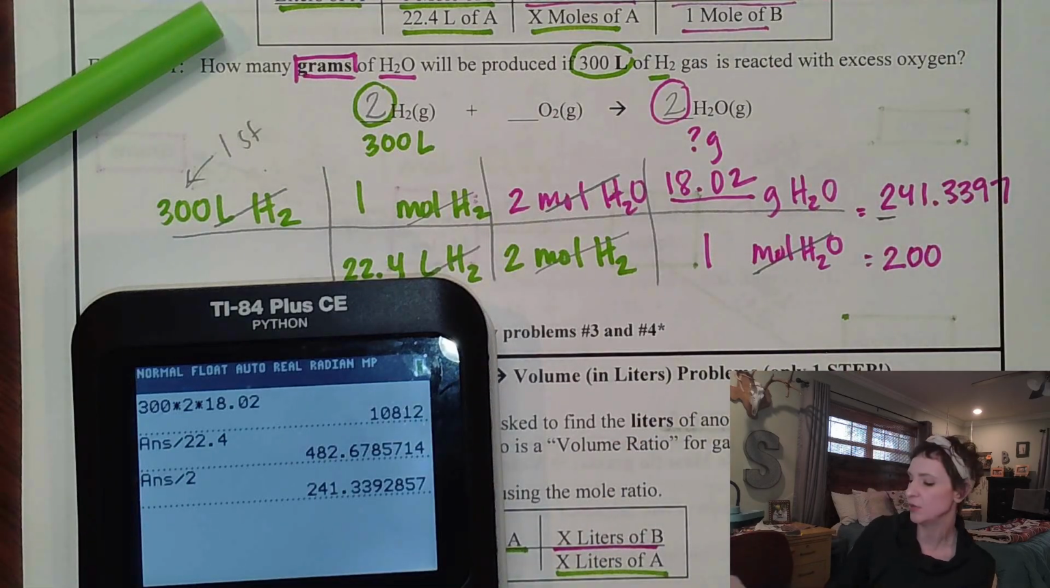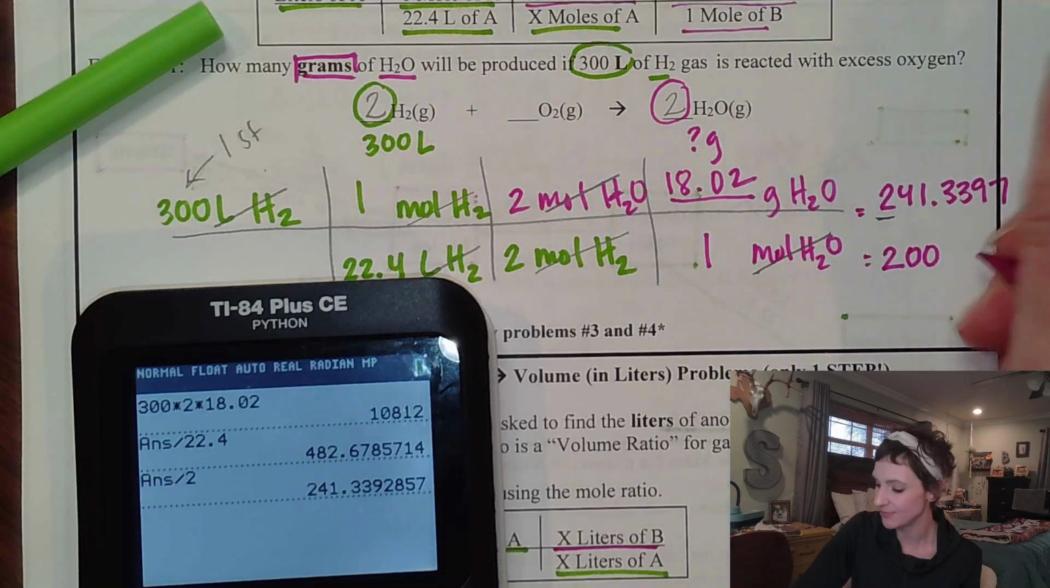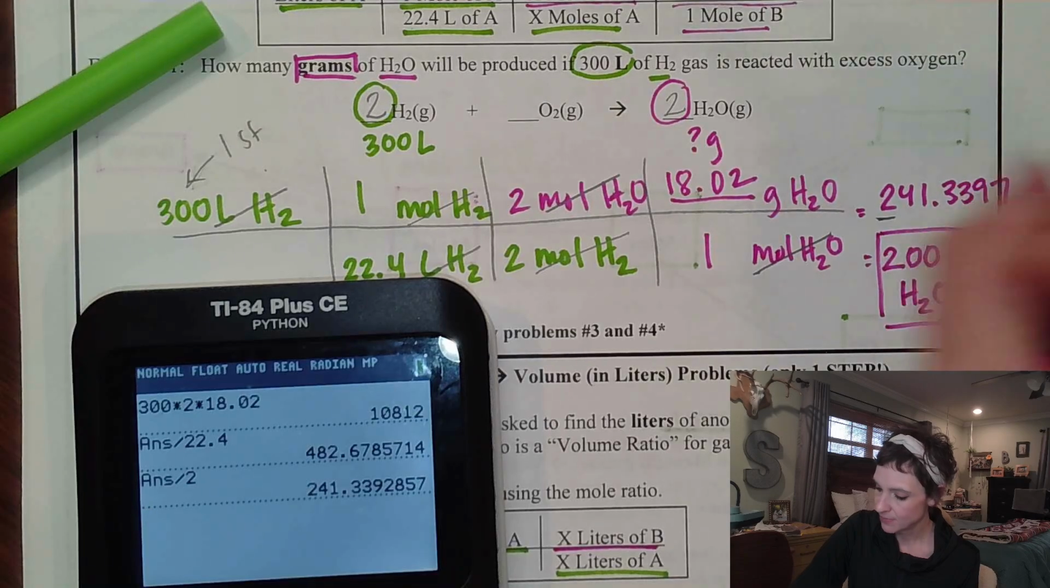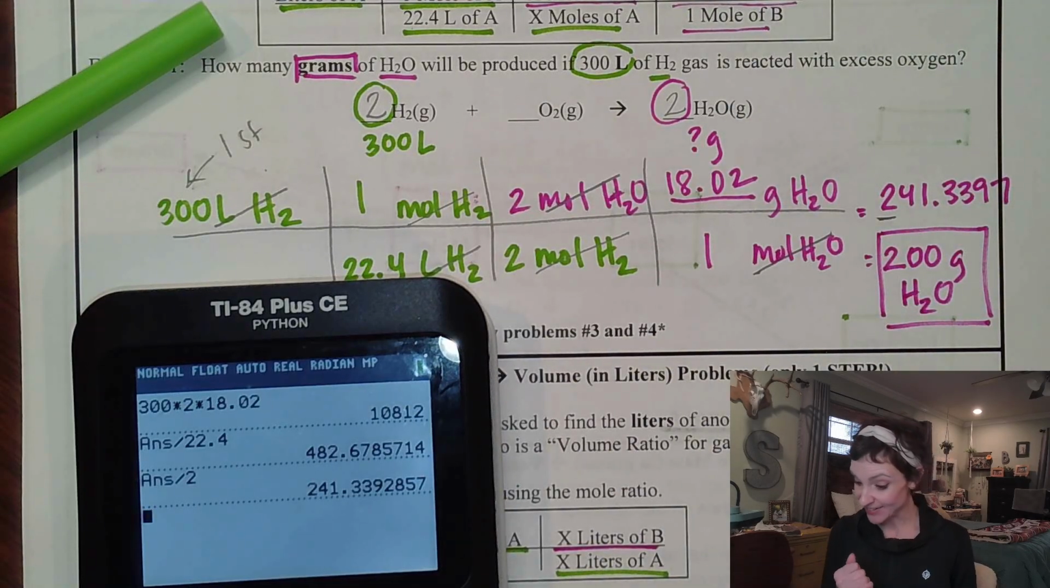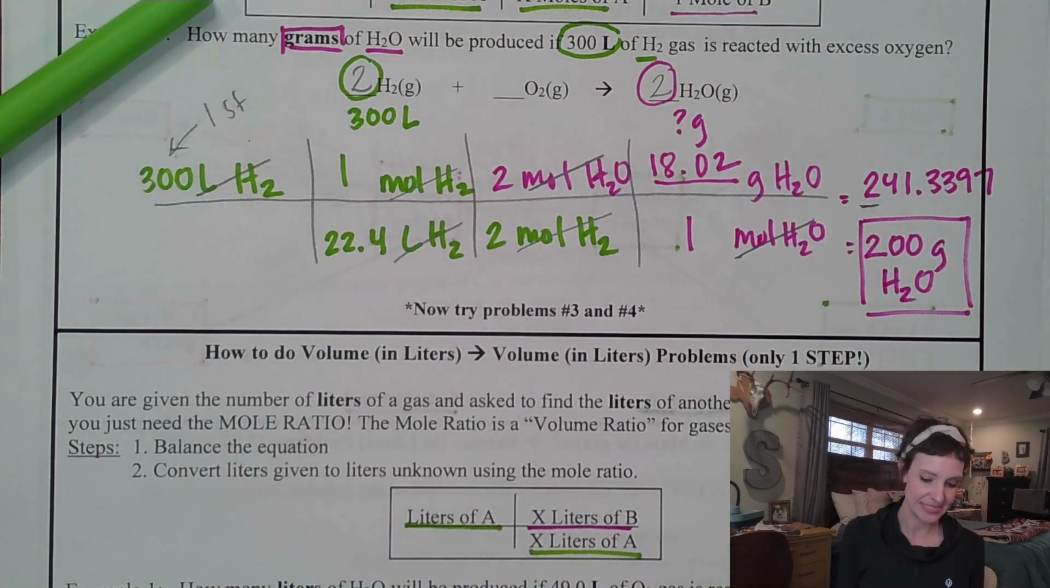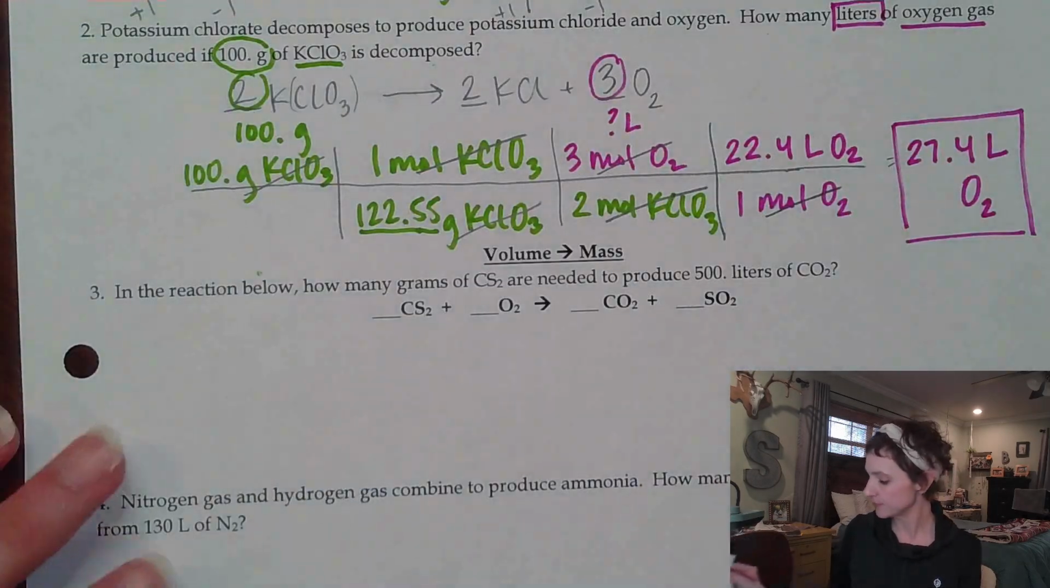What are the units for my answer? You know, because you didn't cross them off. It's grams of H2O. Wonderful. Okay, so now it says try problems 3 and 4. So we're going to get back out our practice page, and we're going to try problems 3 and 4.